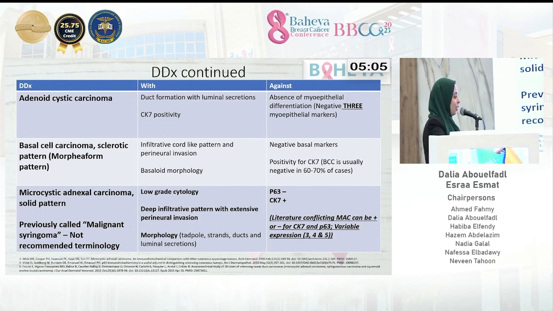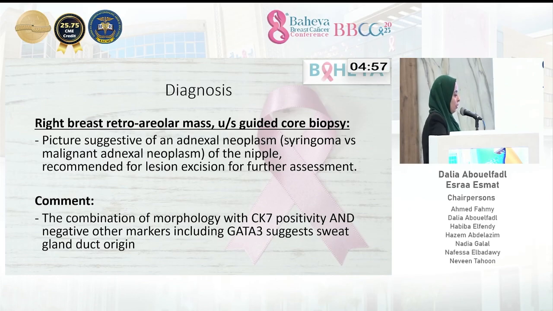وبرضو الأسئلة بتاعتي هي: CK7 positivity وP63 negativity، هل ده support أو لا؟ again literature is conflicting upon this part يعني. فاحنا البيوبسي طلعت إنه picture suggestive of an adnexal neoplasm، سواء syringoma versus malignant of the nipple، recommended for lesion excision for further assessment. وكومنت كده إن الكومبينيشن بتاع المورفولوجي مع الـCK7 positivity والنيجاتيفيتي للـGATA3 وبقية الماركرز suggests إن ده sweat duct origin.